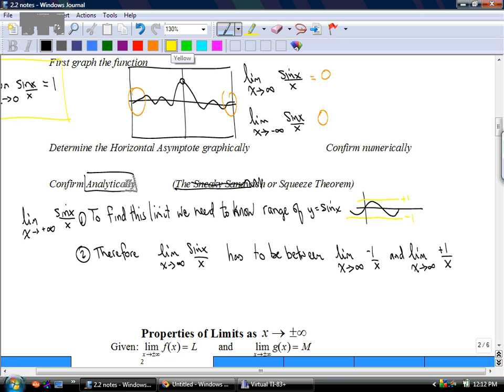So we start with sine x. And the reason we start with sine x is because sine x oscillates. It goes up and down over the x-axis, and it goes up and down over the x-axis the same amount every single time. We like that. You could almost picture those two yellow lines as a tube of toothpaste.